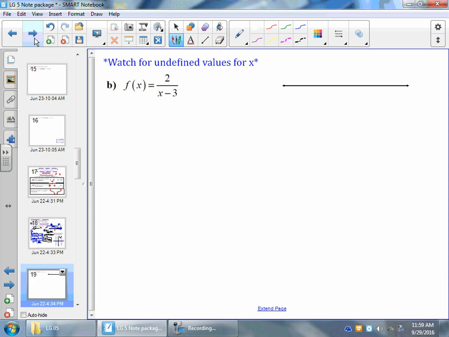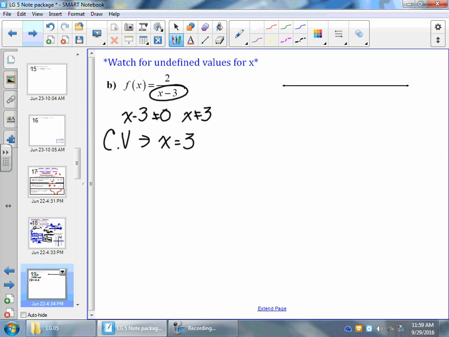Now here it's saying, watch for undefined values for x. That's a big hint. The minute that you have a variable in your denominator, you automatically know that you're going to have a critical value. Because remember, x minus 3 can't be equal to 0, so therefore x cannot be equal to positive 3. What does that mean? I have a critical value at x equals 3. We know that that's going to be a vertical asymptote. So that's the first thing that we want to do.